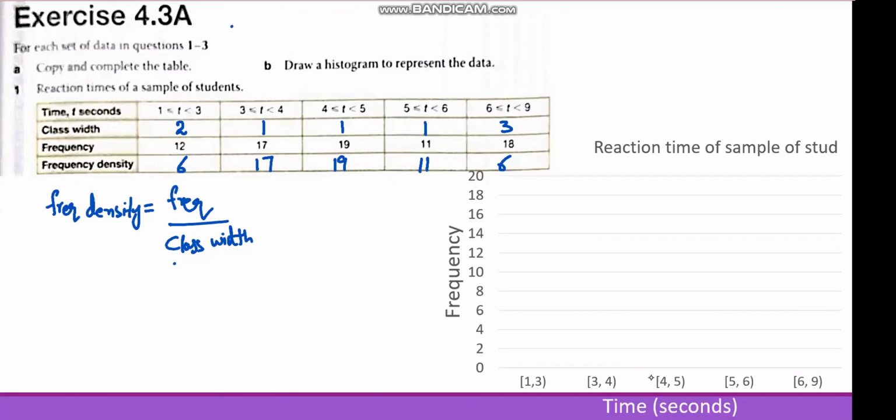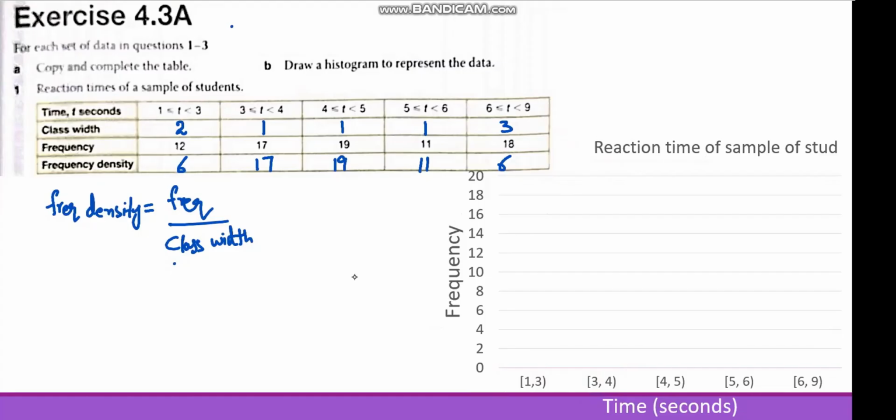For the histogram, we know that the labels, meaning the x-axis label and the y-axis label, are mandatory. On the x-axis, I have represented the time, and you can carefully observe that I have used the square bracket here, meaning 1 is included in this interval, and the small bracket here means 3 is not included in this interval. Similarly, 3 is included in the next interval, but 4 is not included. So please observe the brackets for clear understanding. Similarly, here is the frequency on the y-axis. And I have also given the title to this graph, which is the reaction time of a sample of students.